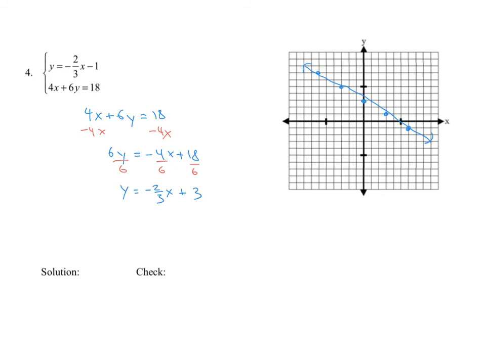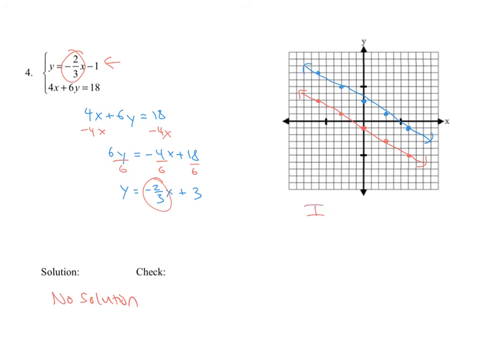And now I'm going to graph the other line, the top one, and it's already in slope-intercept form. Its y-intercept is -1, but the slope is also -2/3, down 2, right 3, down 2, right 3, and there we have two parallel lines. And we know these lines are parallel because they have the same slope. And these lines will never intersect, so that is no solution.